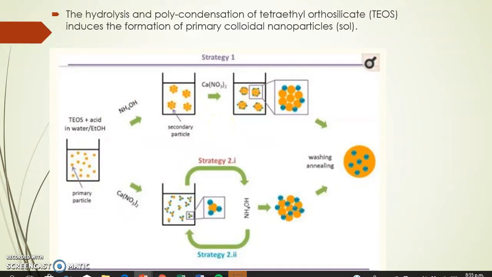In this image, two strategies are shown. In the first, ammonium hydroxide and calcium nitrate are used, and through washing and annealing the nanoparticles are obtained. The second strategy, which is more effective, is a cyclic process that completes the reaction and leads to more crystalline particles. Those particles are taken to the washing and annealing process and the nanoparticles are obtained.